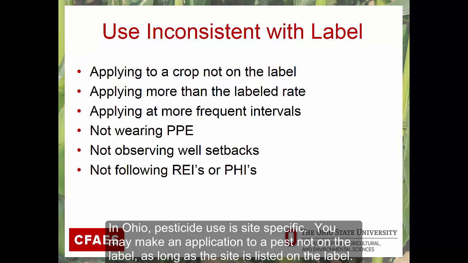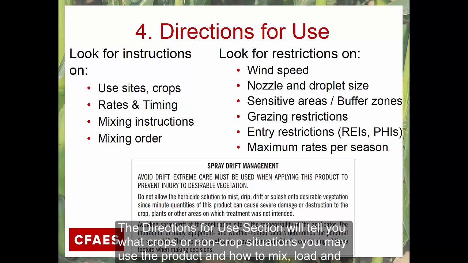further in this presentation. Now, just looking a little bit further on the kinds of things that appear under directions for use, I already mentioned your use sites and the crops that you're allowed to use the product on, rates and timing, mixing instructions, mixing order. Also, restrictions on application conditions. For example, the wind speed, the nozzle size and droplet size, any sensitive areas, and if you need to keep buffer zones around them, grazing restrictions, entry restrictions, and the maximum amount that you can use in a year or per season, are just some of the examples of information you'll find in this section.